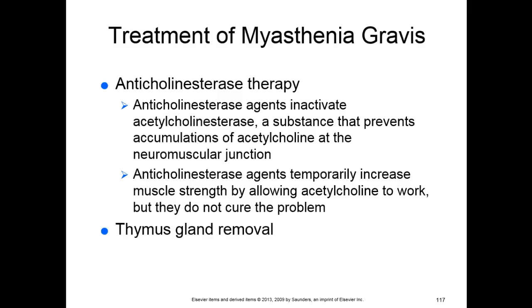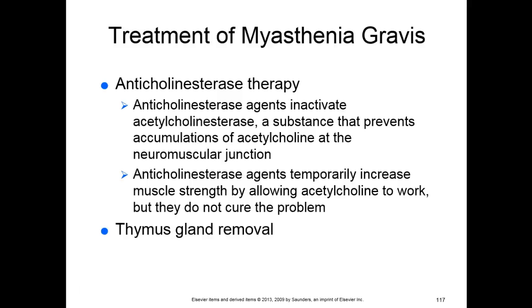Anticholinesterase therapy is the primary treatment for MG. Acetylcholine must be present at the point where nerve impulses are transmitted to the muscle for sustained repetitive muscle contraction to occur. Anticholinesterase agents inactivate acetylcholinesterase, a substance that prevents accumulation of acetylcholine at the neuromuscular junction. Anticholinesterase agents temporarily increase muscle strength by allowing the acetylcholine to work. Again, though, they do not cure the problem.